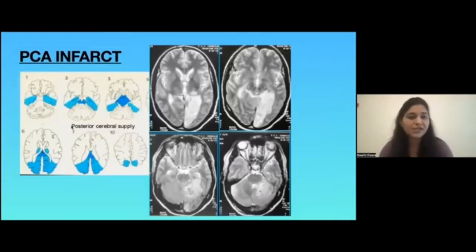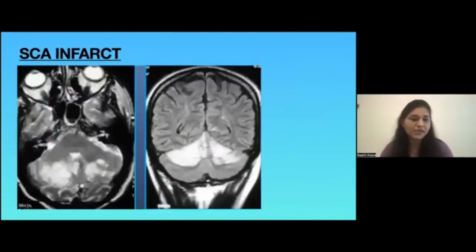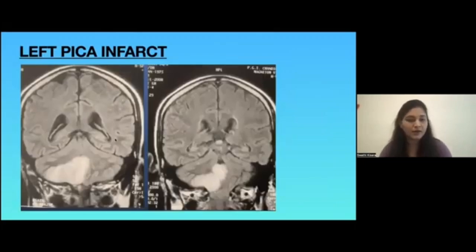And this is the PCA vascular territory. And these are the axial images showing infarct in the left PCA territory. And these are the axial and coronal MRI images showing infarct in the superior cerebellar artery territory. And these are the coronal MRI images of the brain showing the infarct in the left posterior inferior cerebellar artery territory.